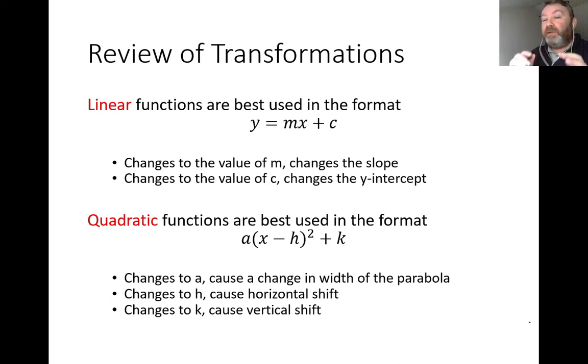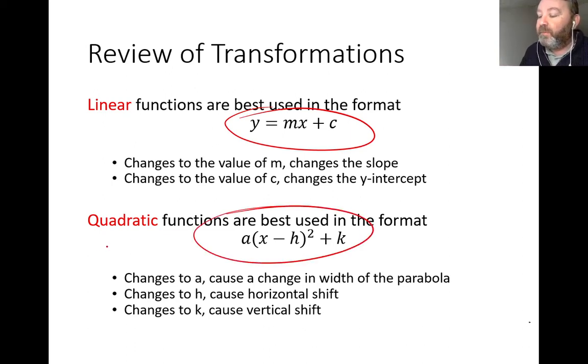So, going forward, the best form of a linear function is y equals mx plus c. Rearrange if you have to. And then the best form of a quadratic function to use is the form which we call a times (x minus h) squared plus k. Now in there, see this (x minus h) squared? That can only come from a quadratic equation that has two perfect squares.